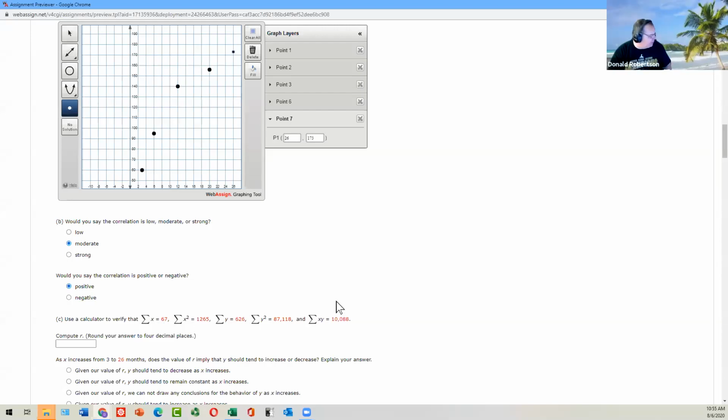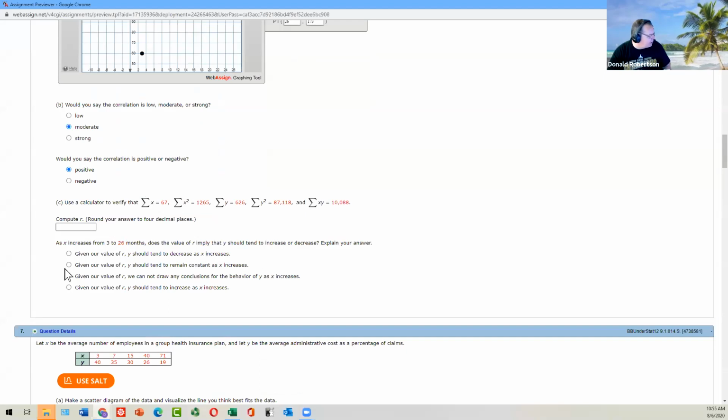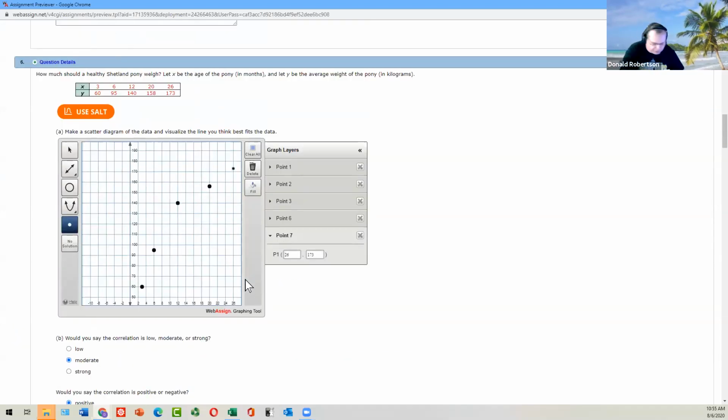Now, do you see all these funny numbers that they say use your calculator to verify, and then they say find R, and then this bit here? Let's take you through those steps now. I'm going to have to copy this data so I can do those steps. So it's 3, 6, 12, 20, and 26. And then it's going to be 60, 95, 140, 158, and lastly 173.